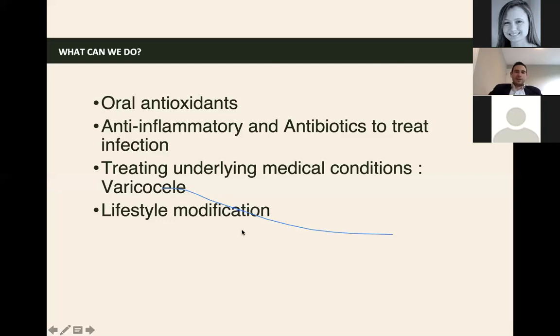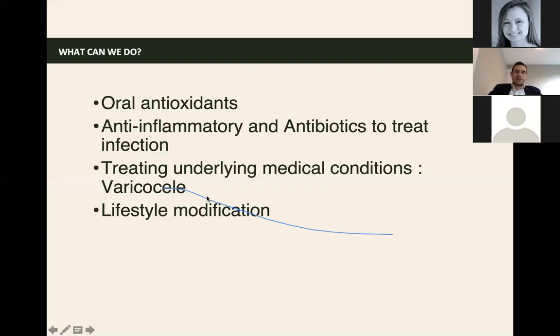Treating the underlying medical condition, as I told you, for varicocele. If you have diabetes, it's important to control the diabetes. If you have cancer and you're subject to chemotherapy, then it's also important to take this into consideration, because we know that chemotherapy would increase the DNA fragmentation index. This will take time. In most cases, this is reversible. It just needs some time in some patients.